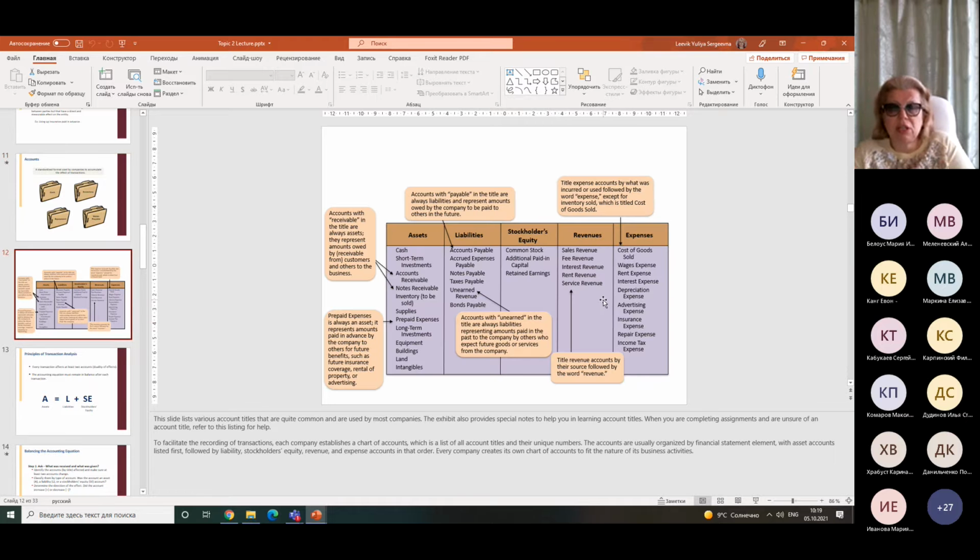We call this list of accounts a chart of accounts. Normally, a chart of accounts contains five parts or blocks: asset accounts, liability accounts, stockholders' equity accounts, revenue accounts, and expense accounts.